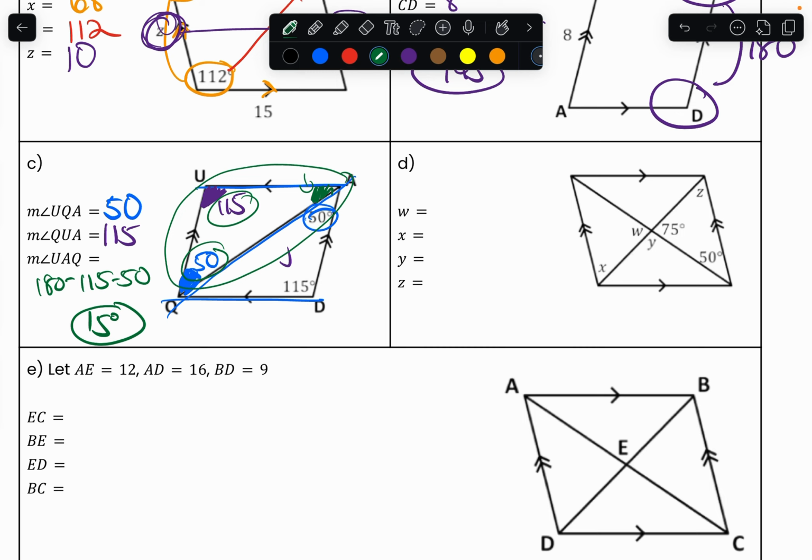Let's look at the next one. Looking at this angle, let's first try to find my angle measurement of W. If you look at W, you realize that next to it is its vertical angle. These two are considered vertical angles, so they will have the same angle measurement. So this means W here will be 75 degrees. Let me first label this as 75, okay?